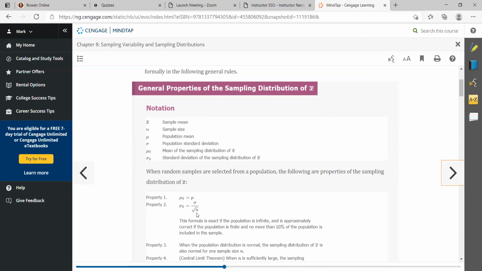Now, they mention here that the second formula, property number 2, is exact if the population is infinite, and it's approximate if the population is finite and the sample size is no more than 10% of the population size. That's okay to know. But for all intents and purposes for this course, as far as calculations are concerned, we're going to assume this to be true. It's property 2. We'll just assume it to be exact, even though it's an approximation in many cases. It's a good approximation, so we'll assume it to be a fact.